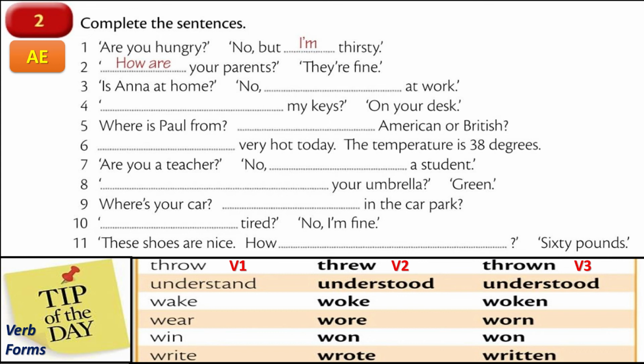Number 5. Where is Paul from? Is he American or British? Number 6. It is very hot today. The temperature is 38 degrees. Number 7. Are you a teacher? No, I am a student. Number 8. What color is your umbrella? Green. Number 9. Where is your car? It is in the car park.